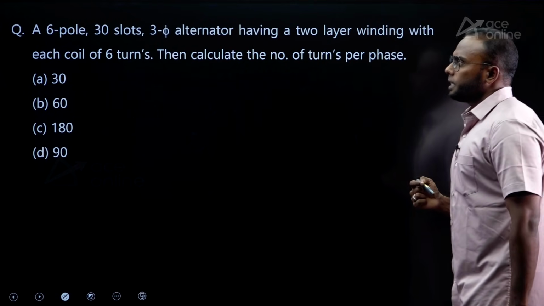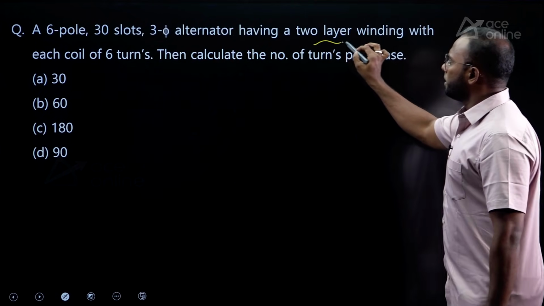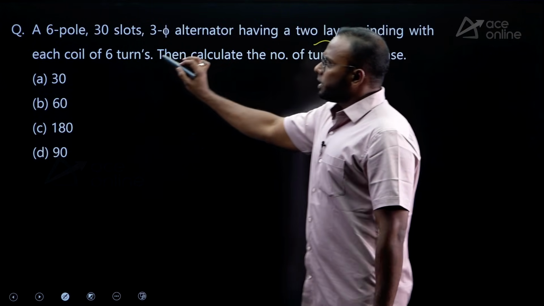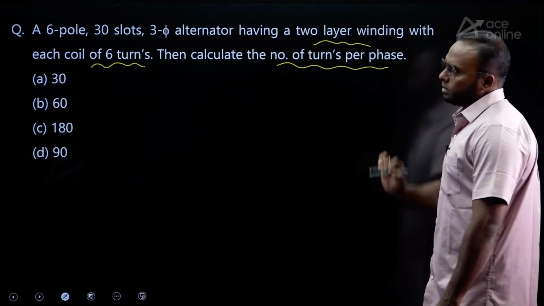Next, a 6-pole 30-slot 3-phase alternator having 2-layer or double layer winding with each coil of 6 turns, then calculate the number of turns per phase.